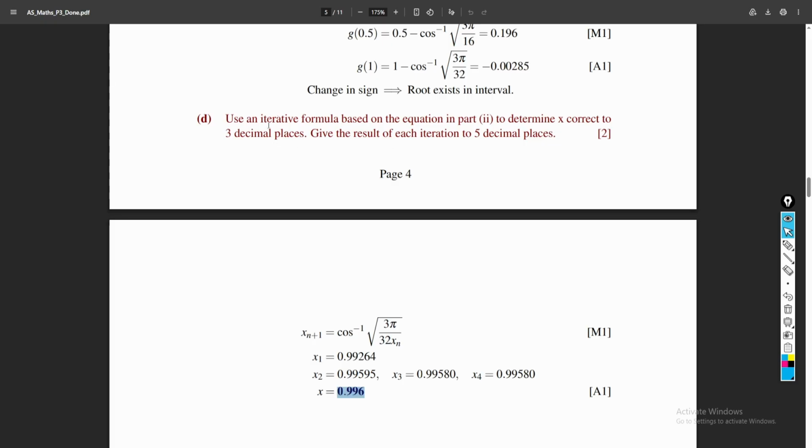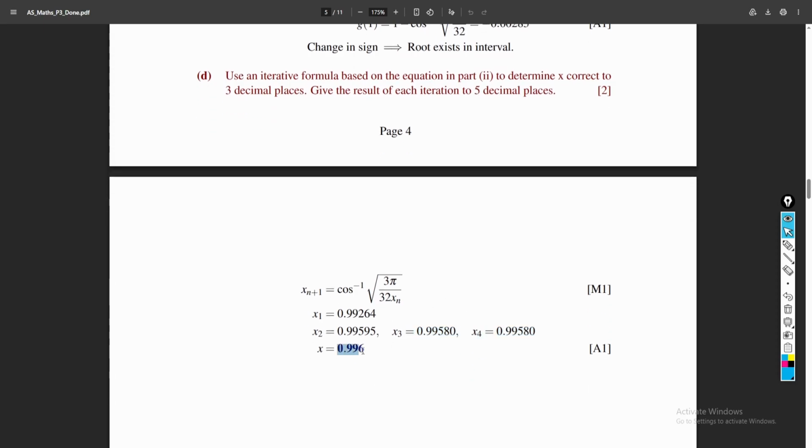Also, that's it. And we have to give each of the iterations to 5 decimal places, so we do this here. So we stop when we see it's not changing much.